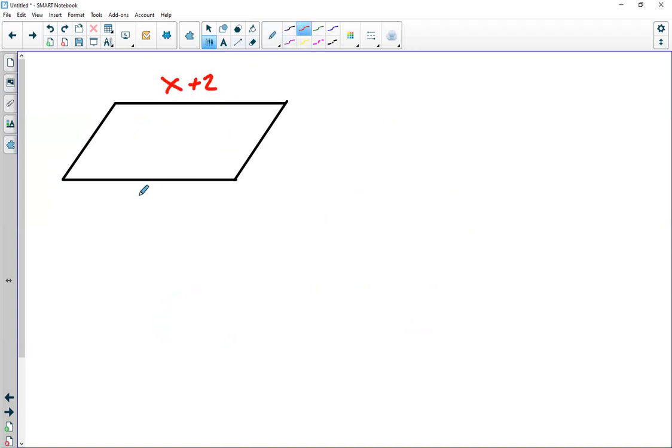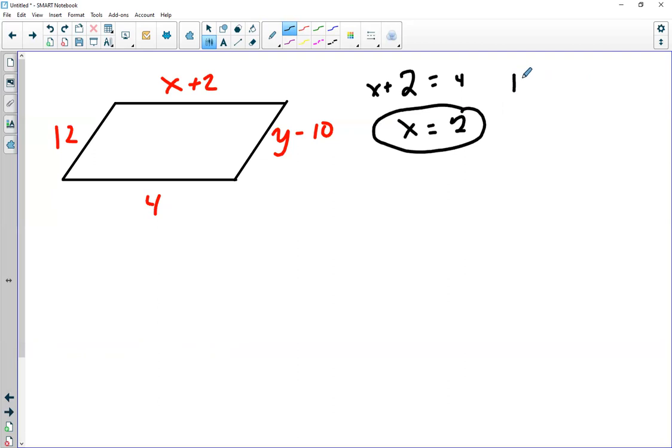X plus 2 and 4, 12, y minus 10. When it comes to a parallelogram, the sides are always congruent. Just like in this room, this wall is the same size as the wall over there, while this window wall is the same size as the hallway wall. So you just set them equal to each other. X plus 2 equals 4, so X equals 2. And 12 equals Y minus 10, so Y equals 22. Opposite sides are congruent to each other.